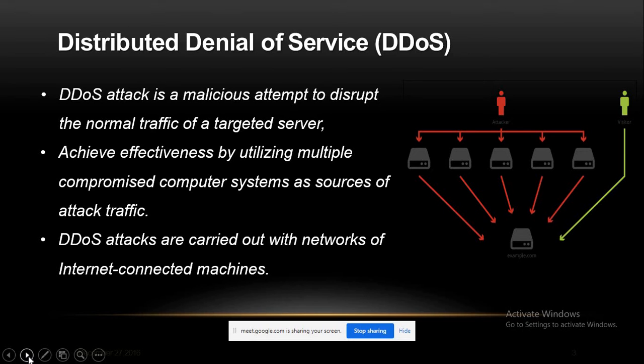The DDoS attack stands for distributed denial of service. This is a malicious attempt to disrupt the normal traffic of a targeted server. The effectiveness of this attack is achieved by utilizing multiple compromised computer systems as a source of traffic. In DOS attack, we use only a single source computer to attack a system, but in DDoS attack, we use multiple computer systems as sources of traffic. The DDoS attacks are carried out with a network of internet connected machines. It means a lot of computers are connected over the internet to carry out this attack.